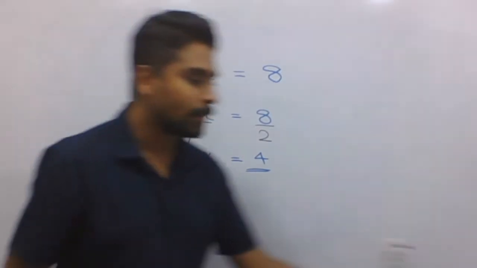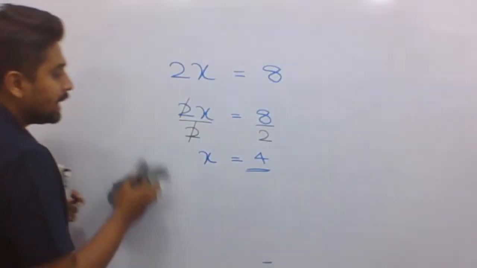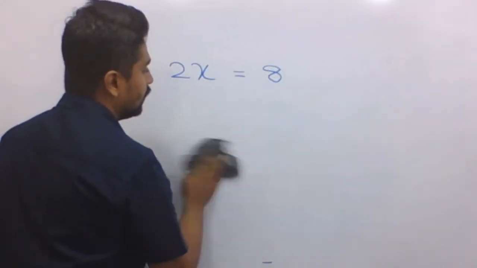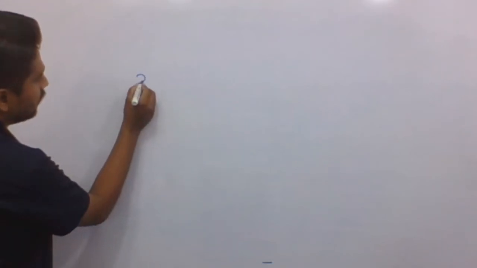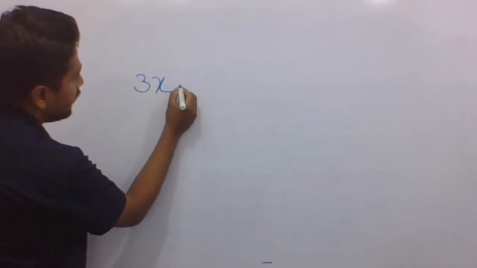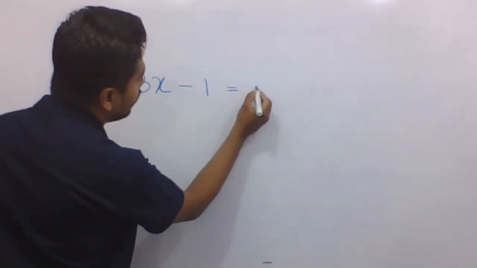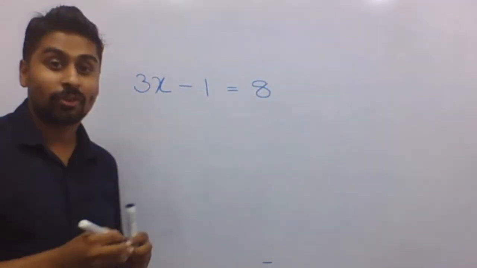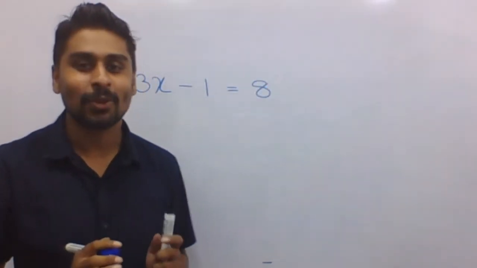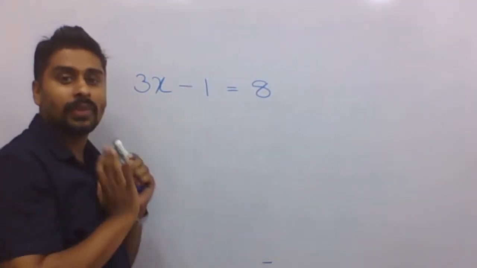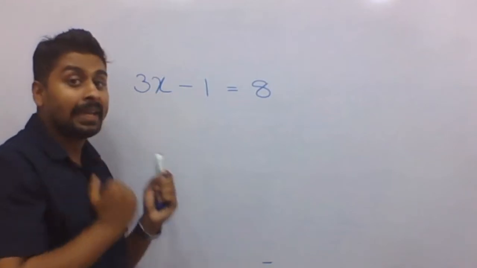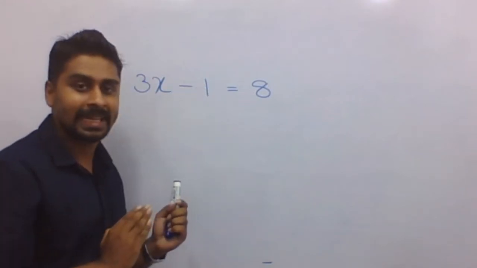Okay. So I'm going to erase this one and start the next question. What is there? Example 5: 3x minus 1 equals 8. 3x minus 1 equals 8. So when we are doing this question, look, 3 is also there, 1 is also there. To find the value of x, I need to remove both 3 and 1. It is clear.